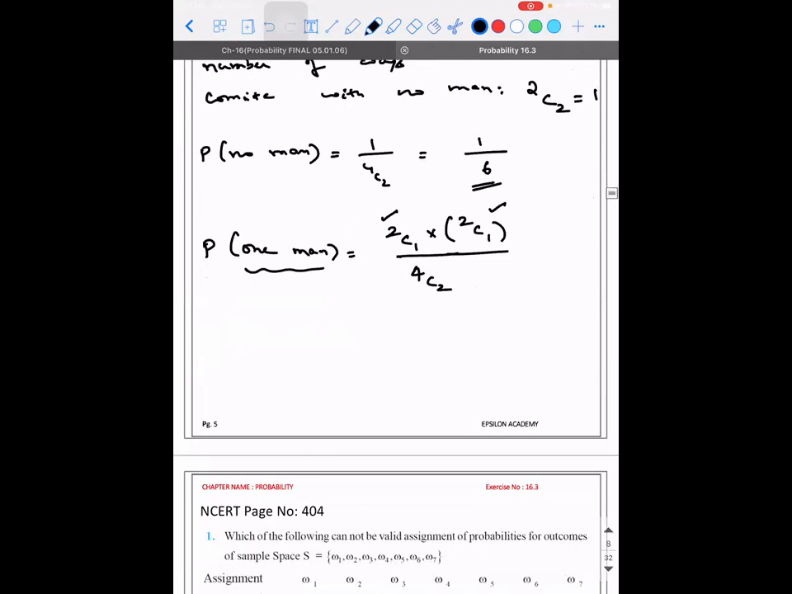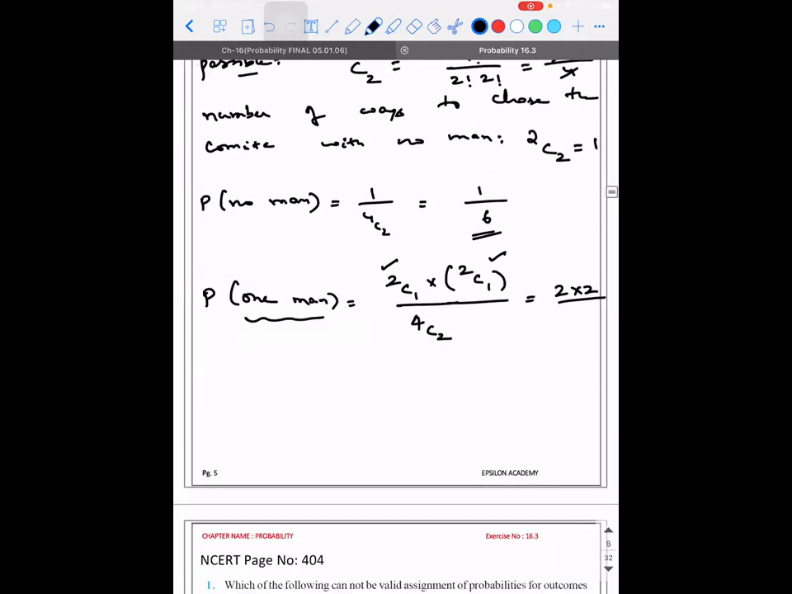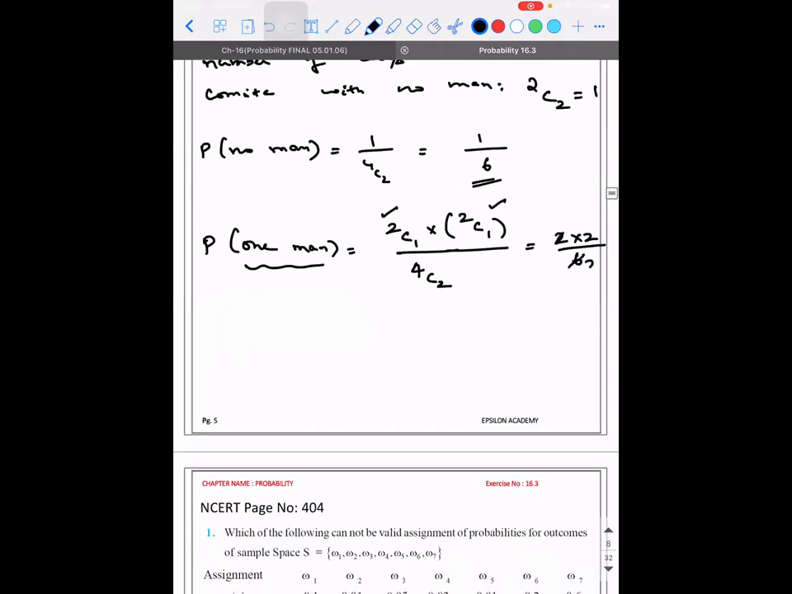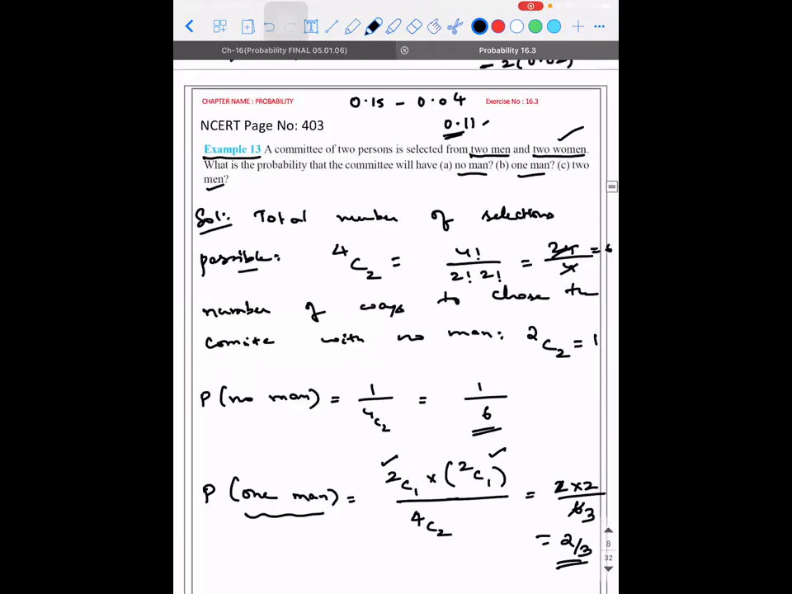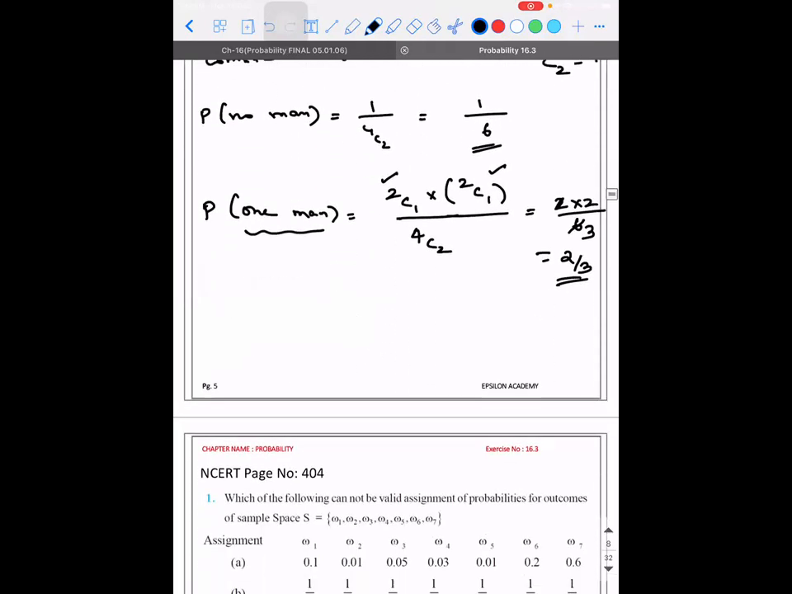So 2C1 is 2. 2 into 2 divided by 4C2, which is 6, is 2 by 3. Right? So what is the probability of having 2 men? That is, from the 2 men available, you need to choose 2. 2C2 divided by 4C2. So it is 1 divided by 6.